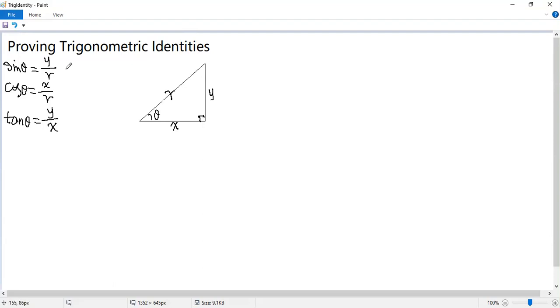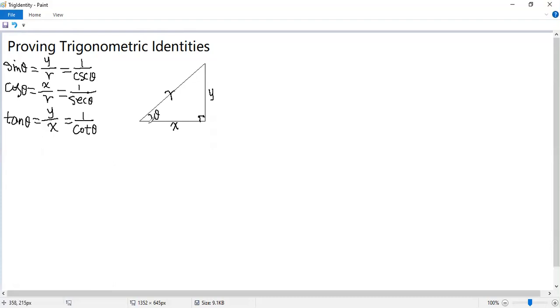The reciprocal of sin is cosecant, so this one equals 1 over cosecant theta. The reciprocal of cosine is secant, so this one equals 1 over secant theta. The reciprocal of tan is cotan, so this one equals 1 over cotan theta.